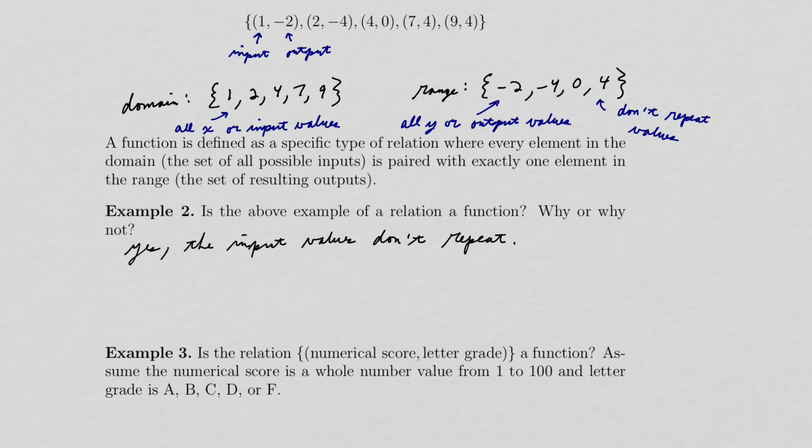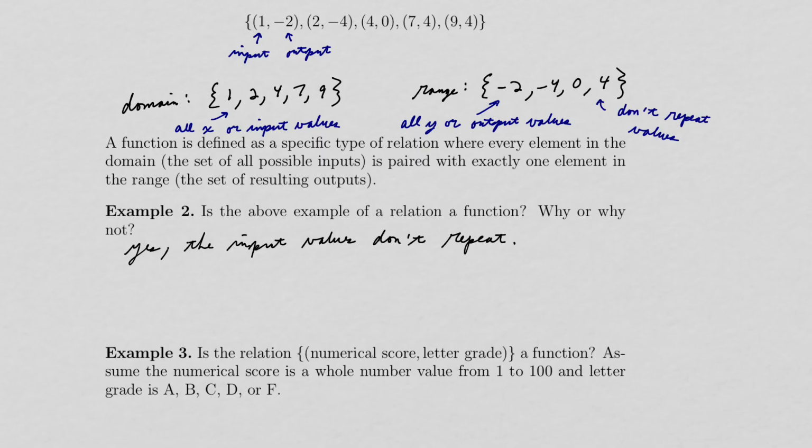Now, it could be the same output, that's fine. Like 7 is associated with a 4 and 9 is associated with a 4. Same output is not a problem. It's just that each input has to be associated with exactly one output. So in other words, if we had another ordered pair here that was, say, (7, 2), so we have (7, 4) and (7, 2), that would not be a function, because now 7 is associated with 2 and 4. But in this case, this is a function. So really, we're just looking at the fact that the input values don't repeat.